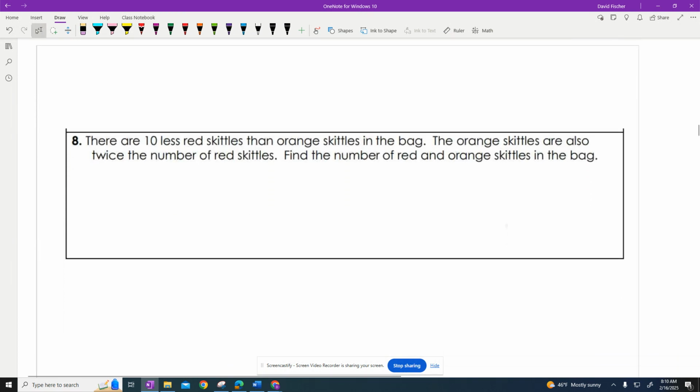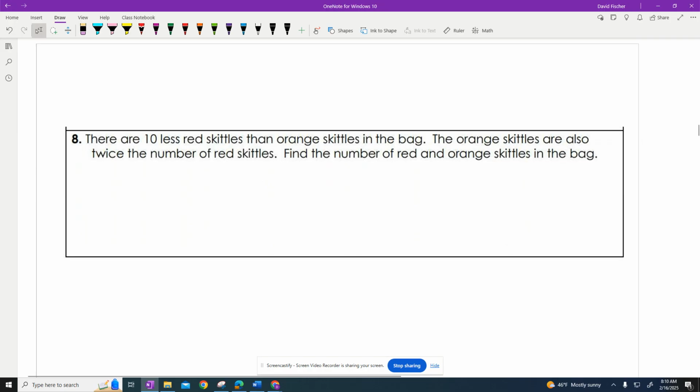We're talking about Skittles. There are 10 less red Skittles than orange Skittles in the bag. So I don't know how many orange Skittles. Now, I don't know that I would use O for orange, because O looks like zero and it might get messed up here. So let's just use X's for this. Sometimes you just have to. Let's say let X be orange Skittles, because it would be tough to leave it as an O.